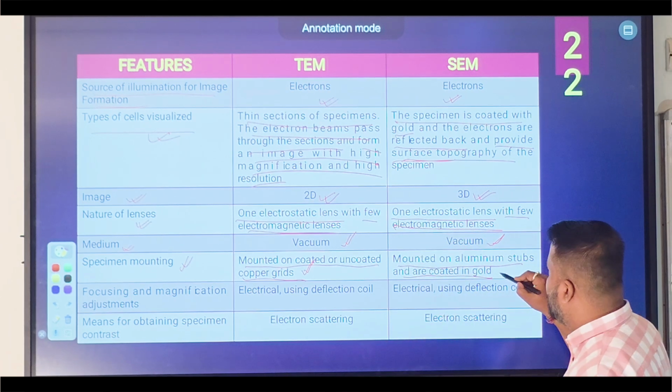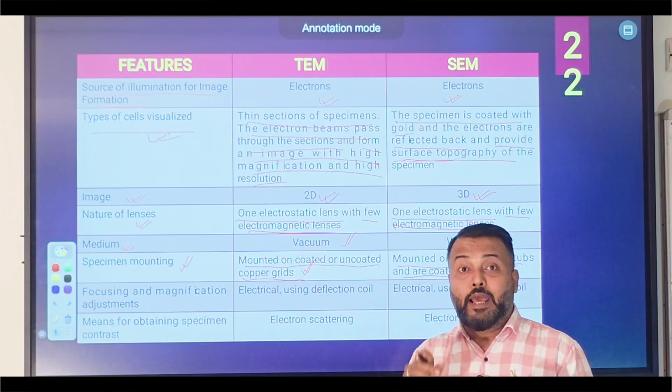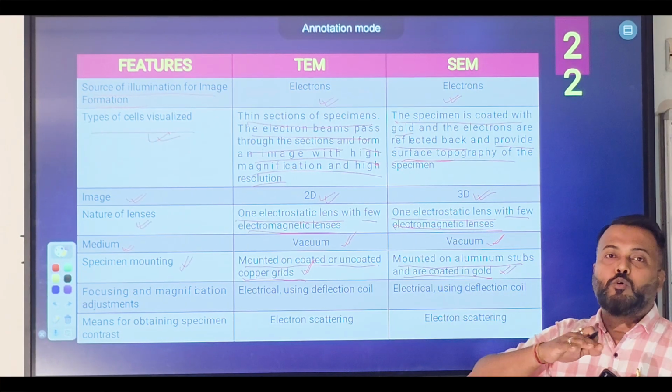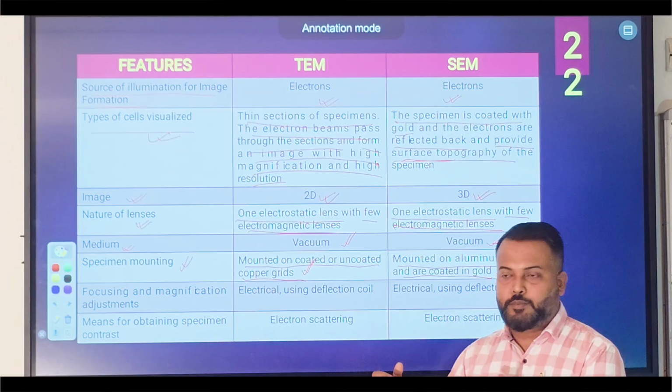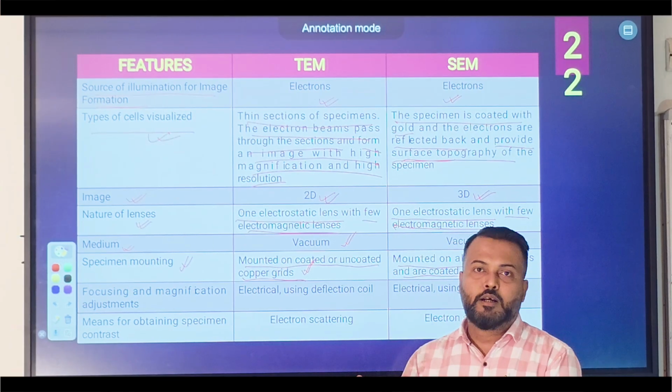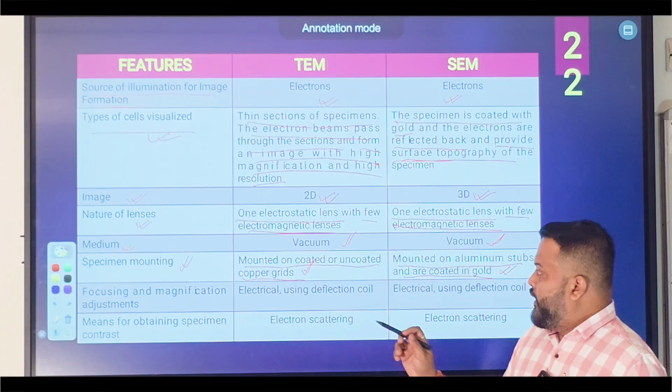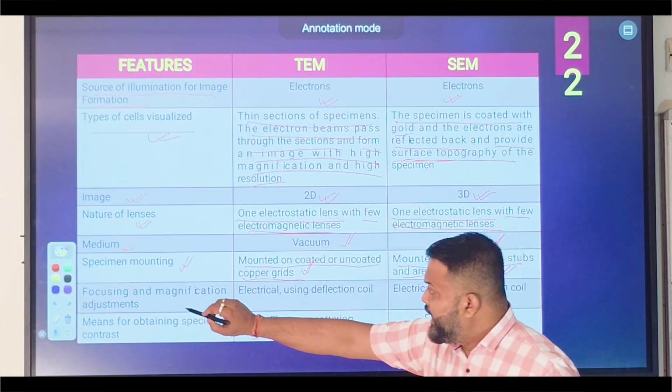But here, they need to be mounted on aluminum stubs, and after they are mounted on the aluminum stubs, then you will have to coat them with gold. There is a specific machine available along with the SEM system where it will be coated with the gold.